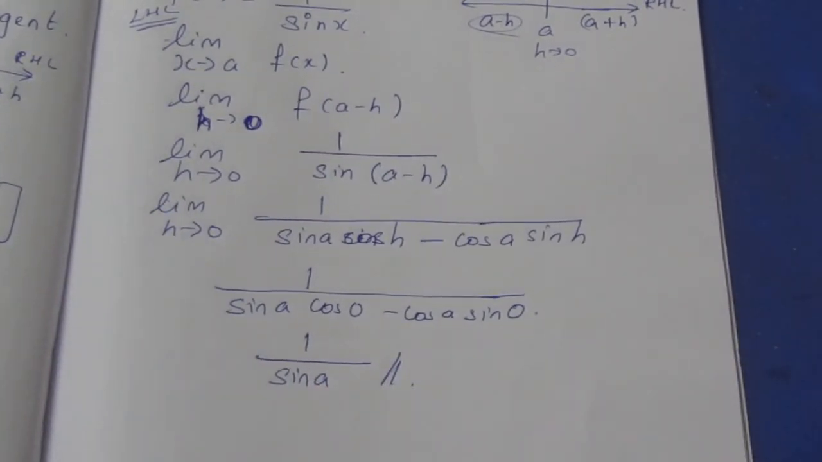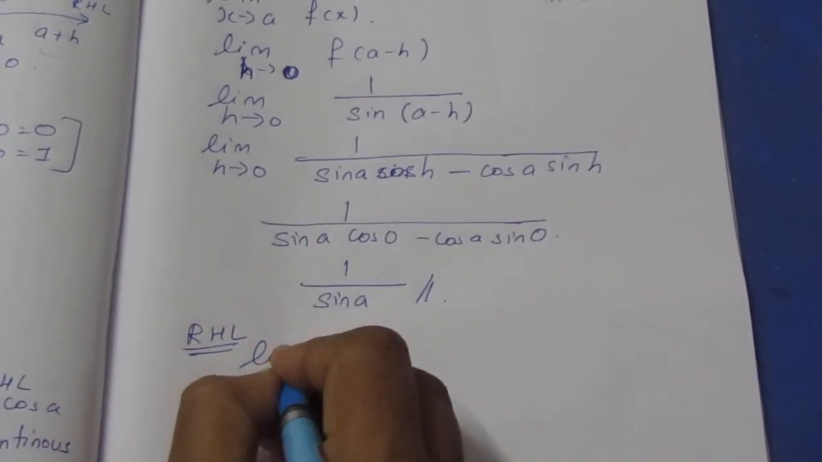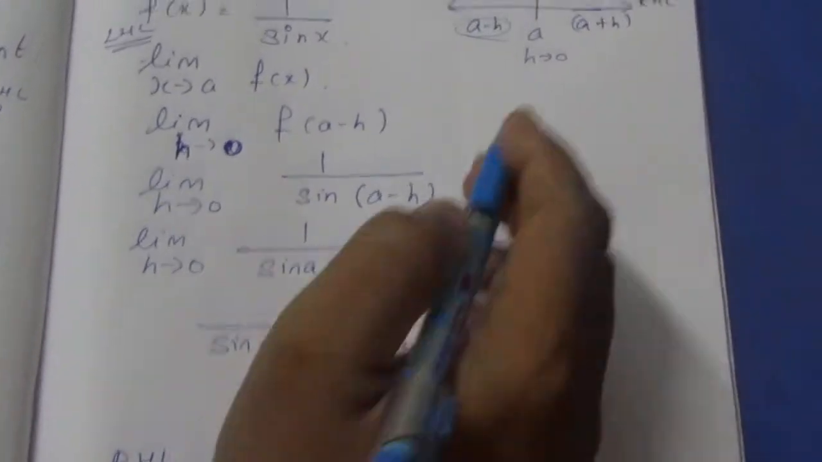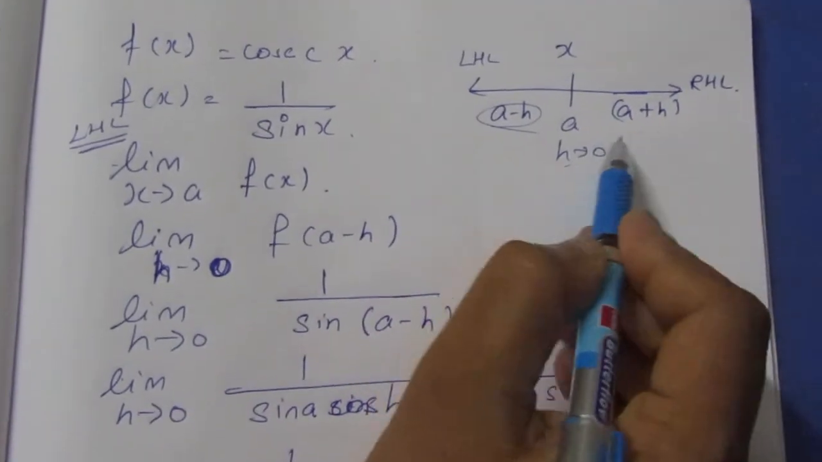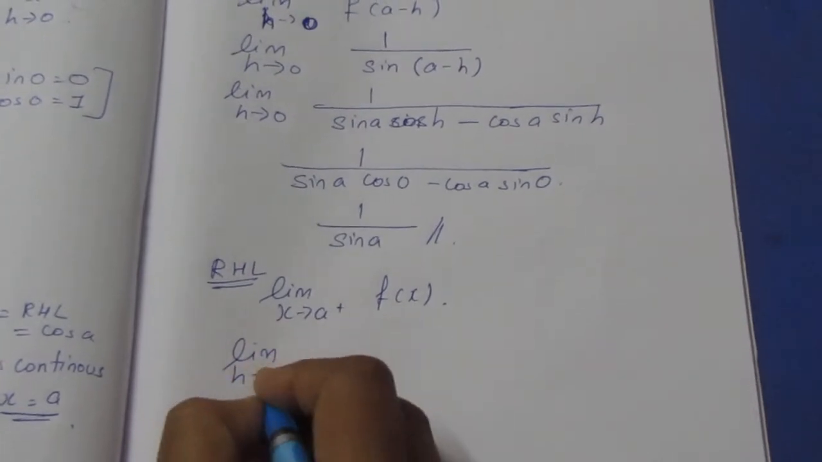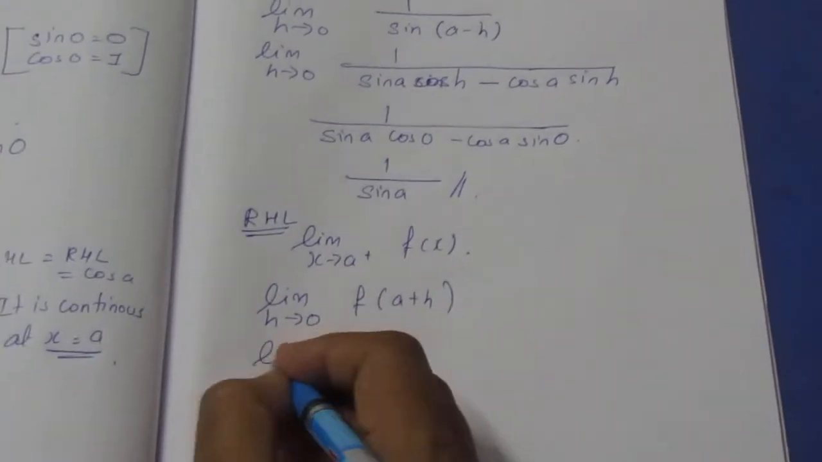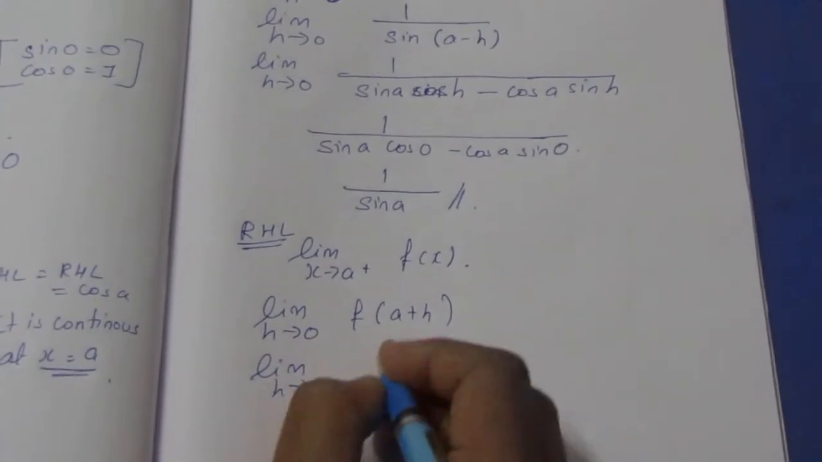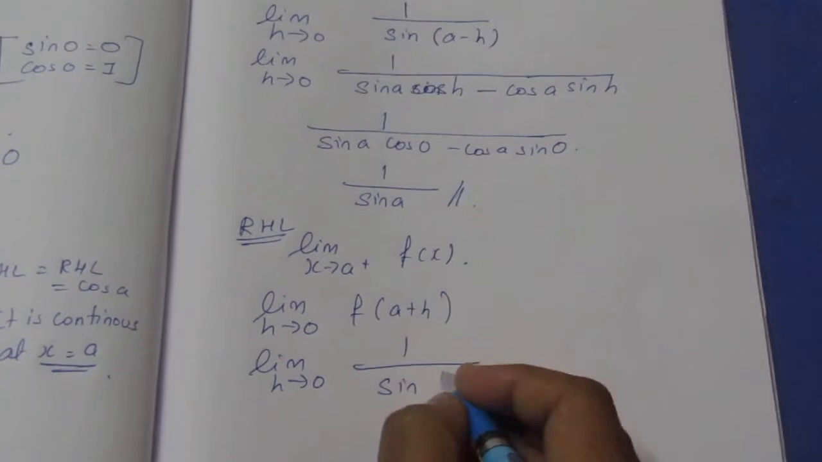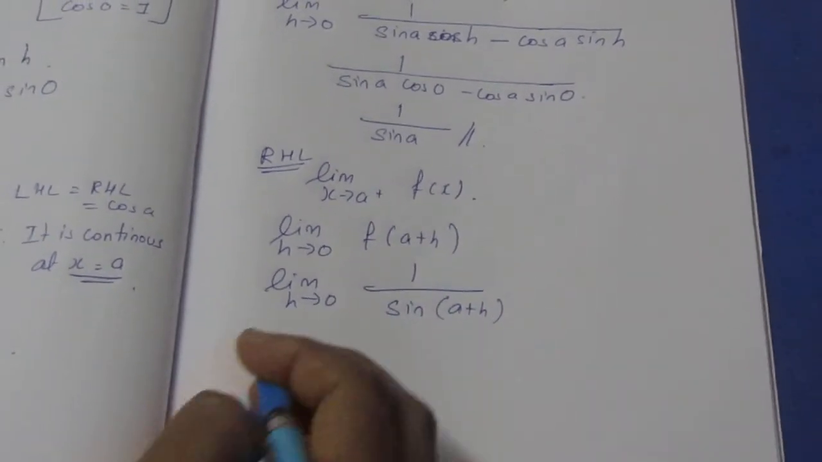Let me write the right hand limit. Your right hand limit, RHL, is the limit x tends to a positive of f of x. We know that for the right hand limit we need to take a plus h when h tends to 0. So here it becomes limit h tends to 0 of f of a plus h. f of x is 1 by sine x. Here we have a plus h, so in the place of x write a plus h.